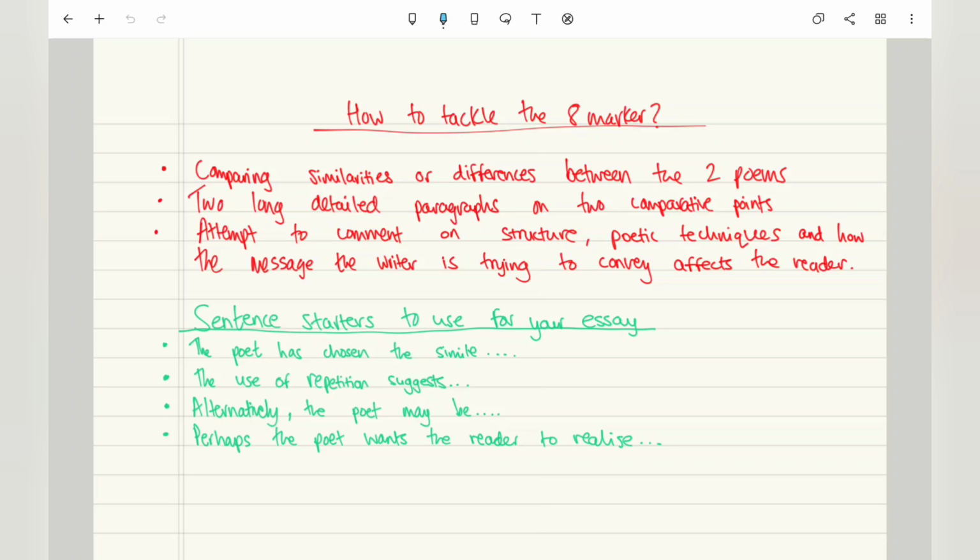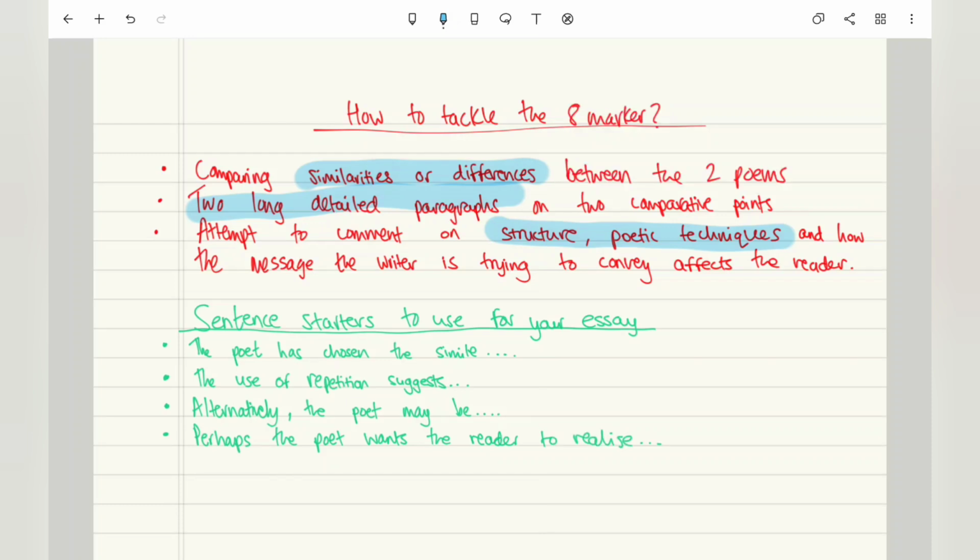Now, how to tackle the 8 marker? What do you have to do? You have to compare the similarities or the differences between the 2 poems. Try to aim for 2 long detailed paragraphs on the 2 comparative points. Attempt to comment on structure, poetic techniques, and how the message the writer is trying to convey affects the reader. Very important.